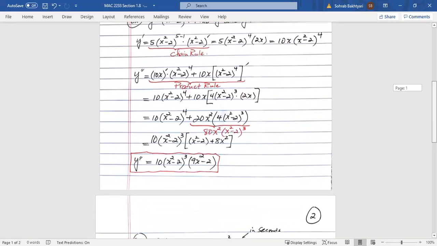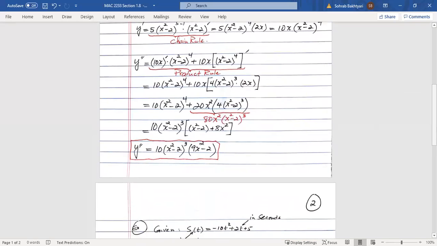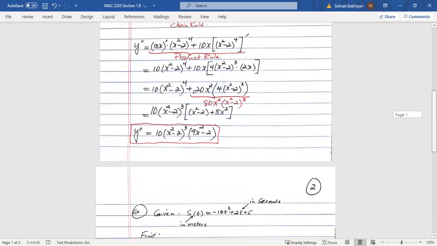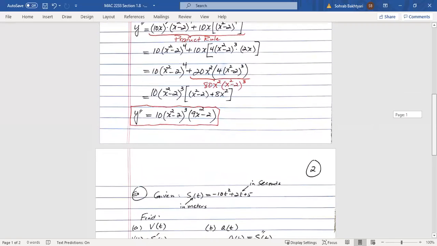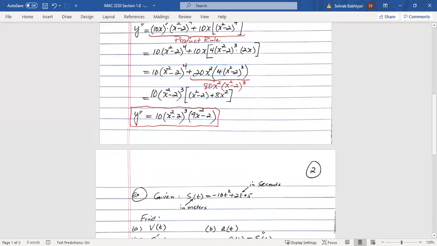Now, the other thing we have is this, okay? Let's look at this problem. I have a few more minutes left, so let's do this one real quick, the application problem, okay? I'm going to write this on the board and we'll try it together. So I'll give you the distance function, which is negative 10t squared plus 2t plus 5. The question would be to find v of t and a of t, okay?